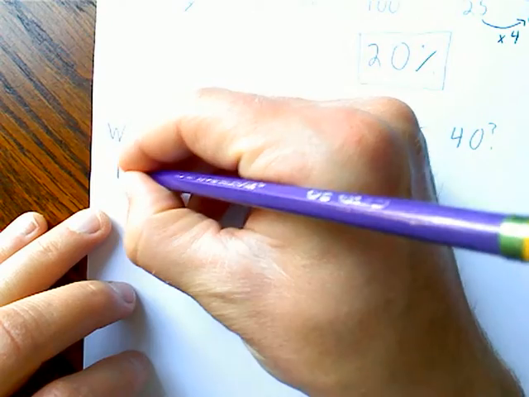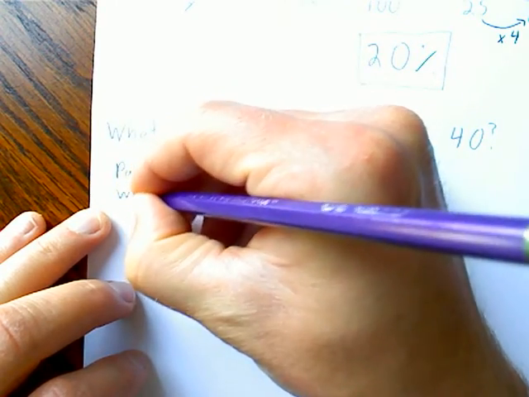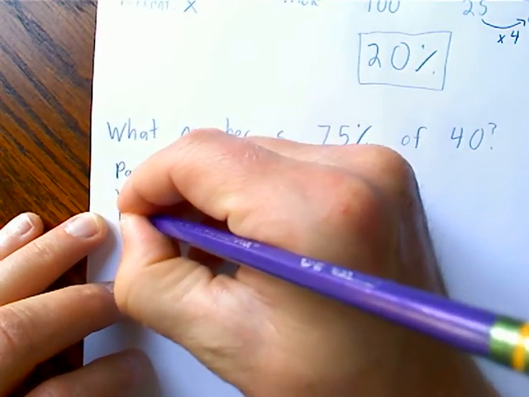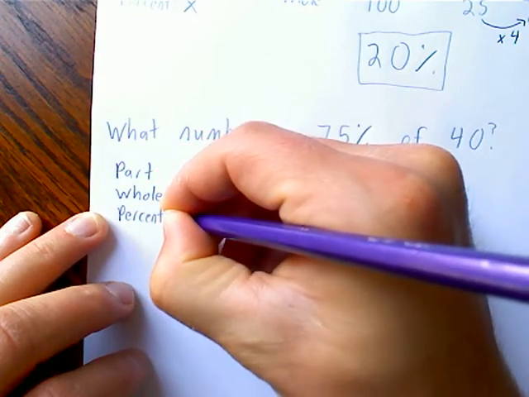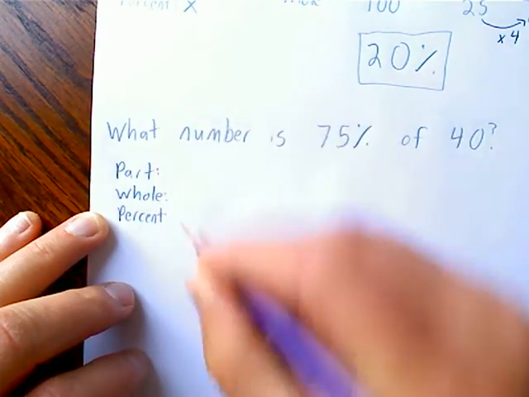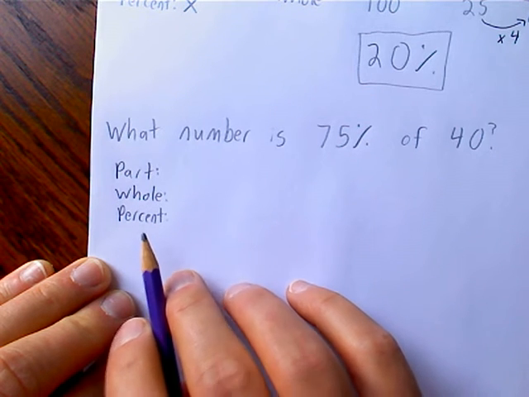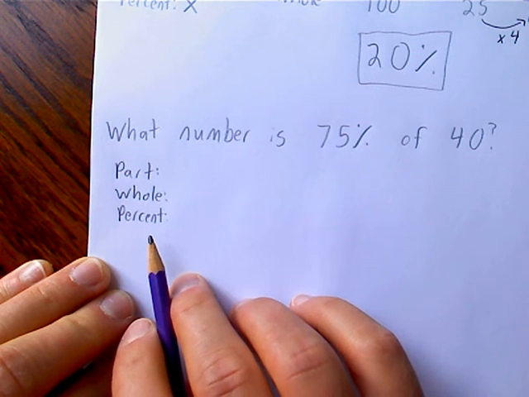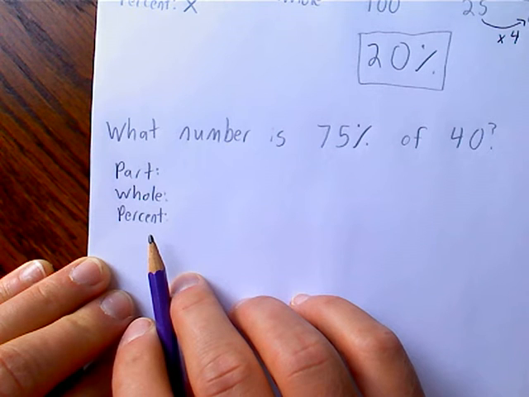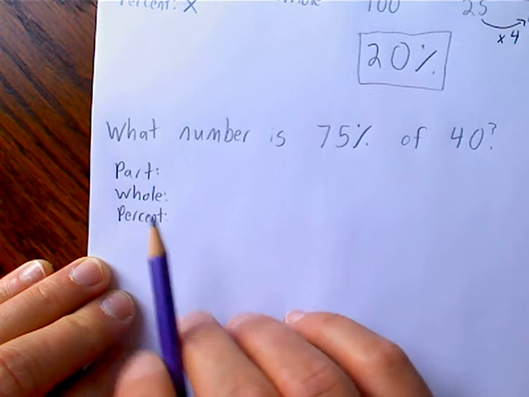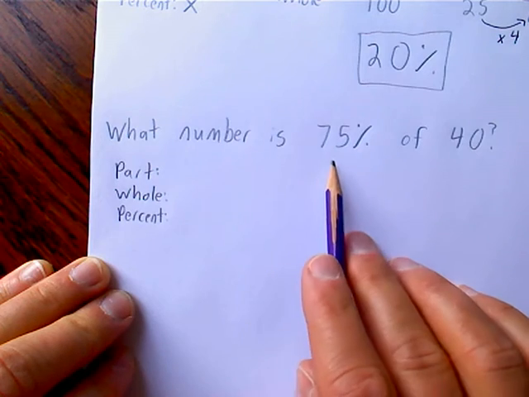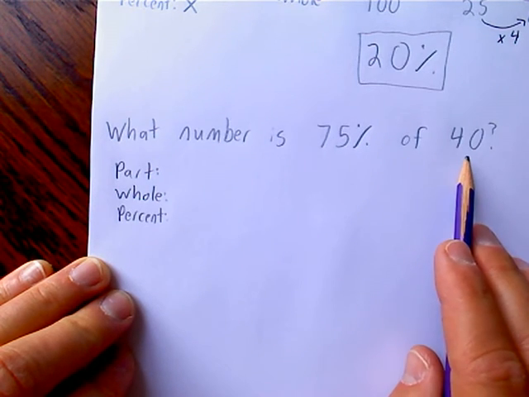So we're always going to start with part, whole, percent. You guys need to get in the habit of doing this over and over again. It may sound redundant, but it is going to help us solve these problems and lay it out in a really nice way. So, what number is 75% of 40?